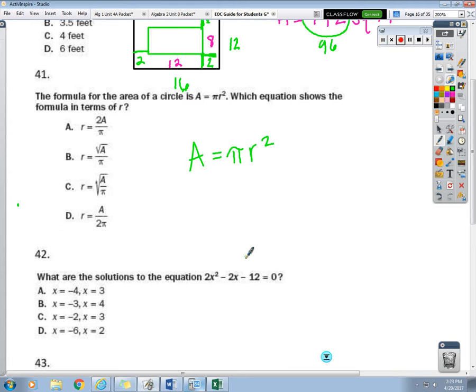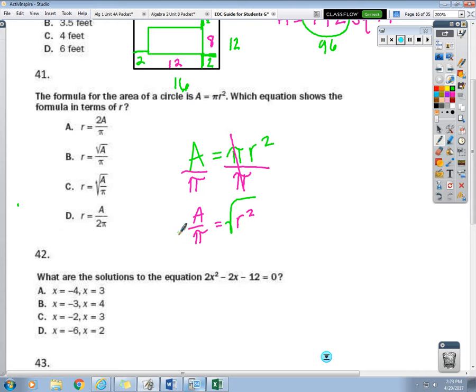Well, but more specifically, what I'm trying to get you to notice is that all the answer choices are r equals. So doesn't in terms of r just mean solve for r? Because all 4 of these have r by itself. So if you're trying to get r by itself, what would you do first? Not yet. Divide by pi. Okay, those would cancel, and you'd be left with A over pi equals r squared. Now to solve for r, what would you do?